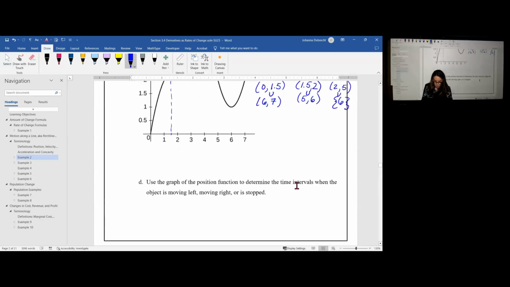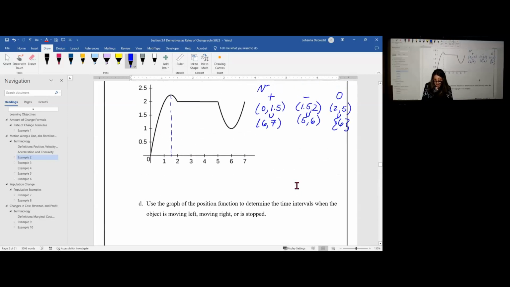Let's now talk about when the object is moving left, moving right, or stopped. Moving left means negative velocity. So that would be here. Moving to the right means positive velocity, and that would be here. Stopped means velocity is 0.